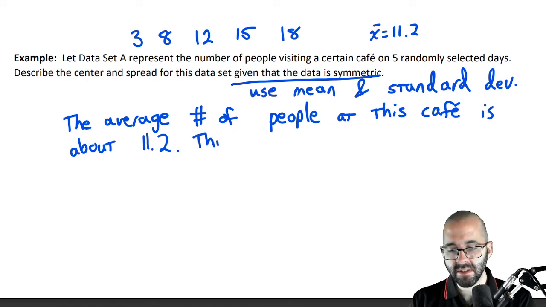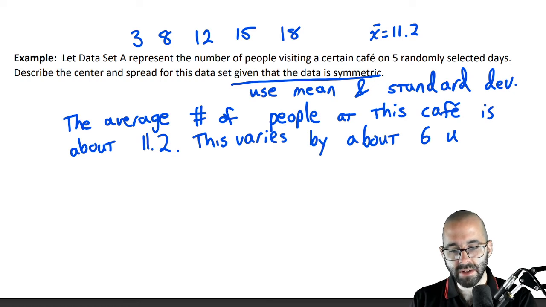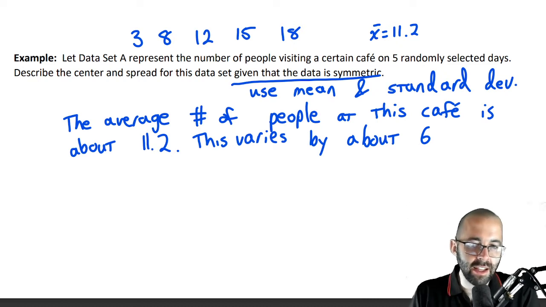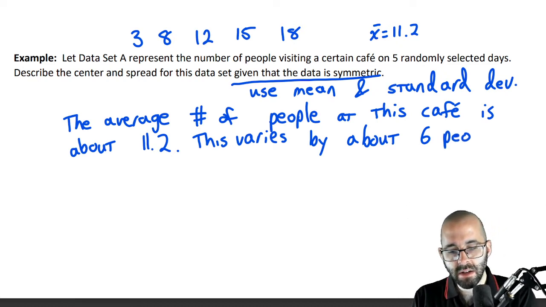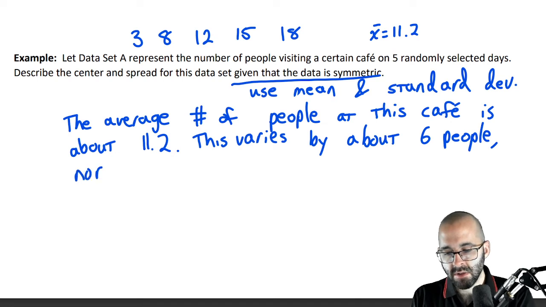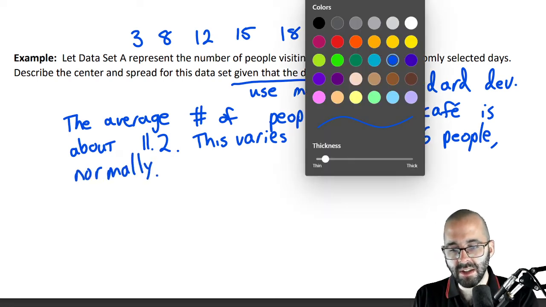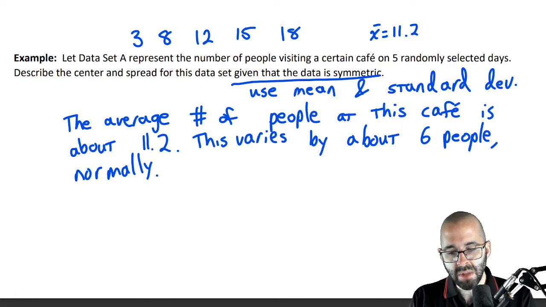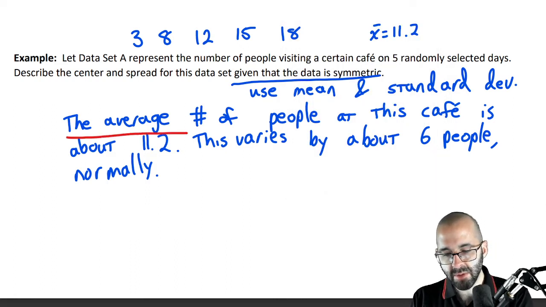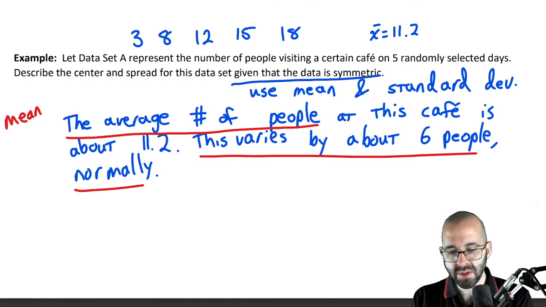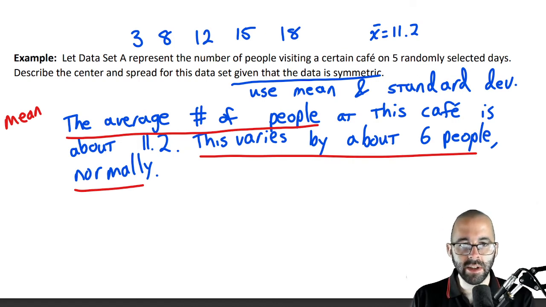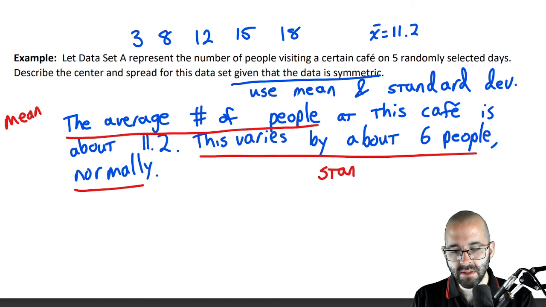So this varies by about 6 people usually. All right, that's one interpretation of the standard deviation. How does it normally vary? That's one way of interpreting this. There are a lot of different answers that you can give here, but this is one way of interpreting the mean, right? Average number of people has to do with the mean. And how does it vary? What's the spread? How does it change? It has to do with the standard deviation.